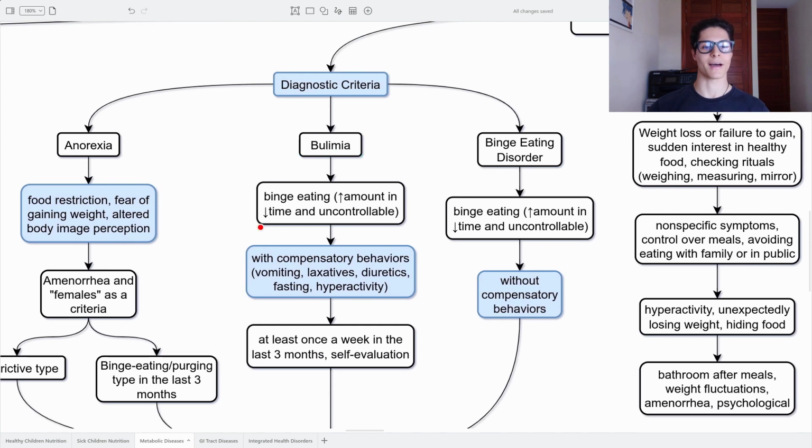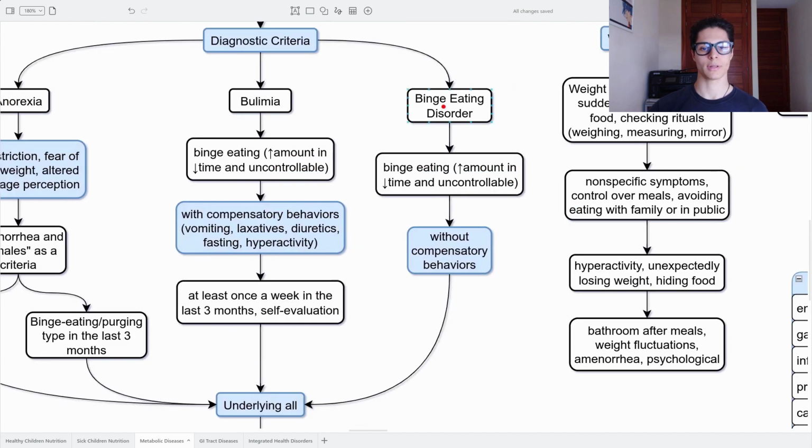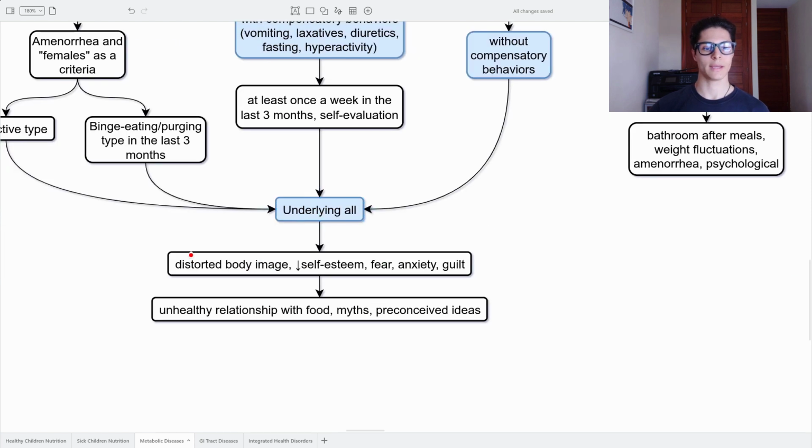On the other hand, bulimia is binge eating with compensatory behaviors, at least once a week in the last 3 months. On the other hand, binge eating disorder is only binge eating without compensatory behavior. Underlying all, they have a distorted body image, lower self-esteem, fear, anxiety, and guilt. And they also share an unhealthy relationship with food, myths, and preconceived ideas.